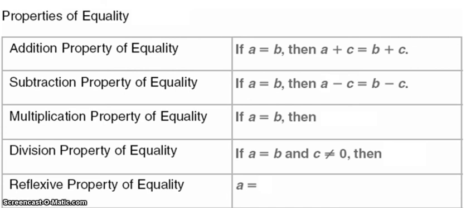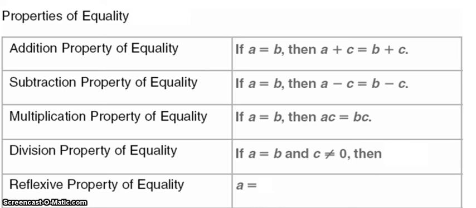With the multiplication property of equality, again, whatever we multiply to one side of the equation, we get to multiply it to the other side. So if A equals B, then A times C equals B times C.